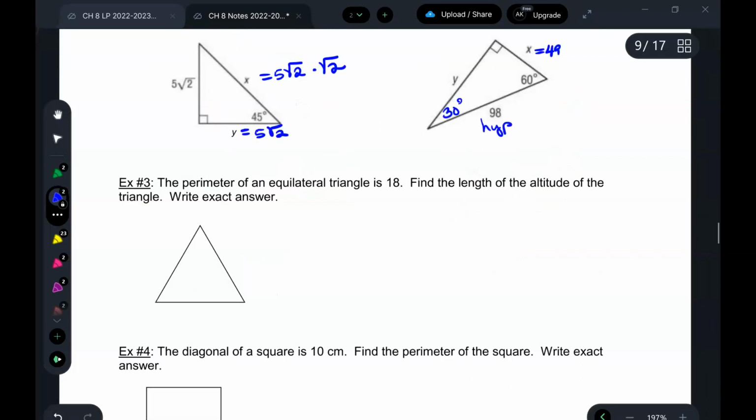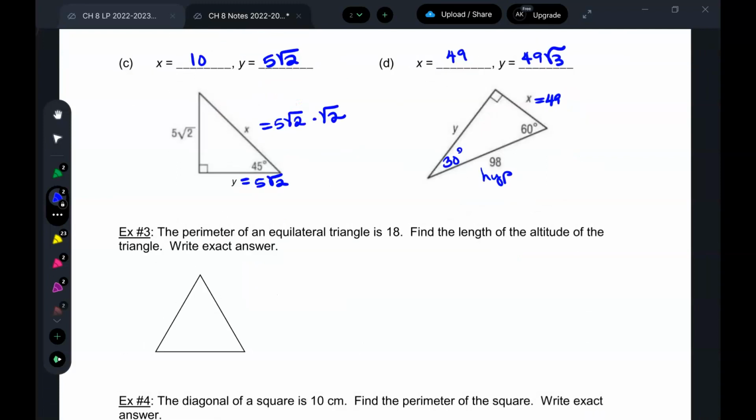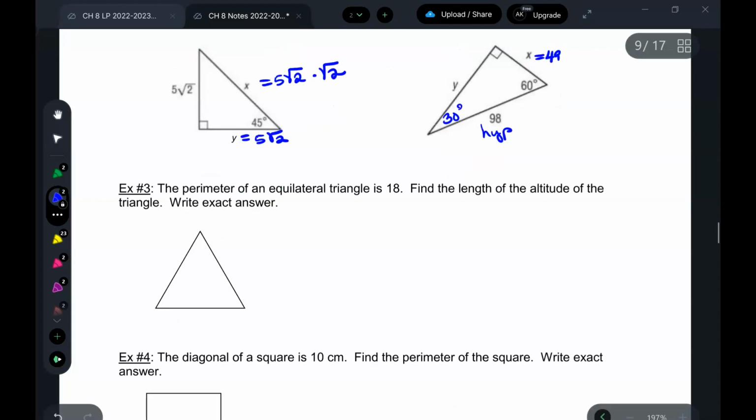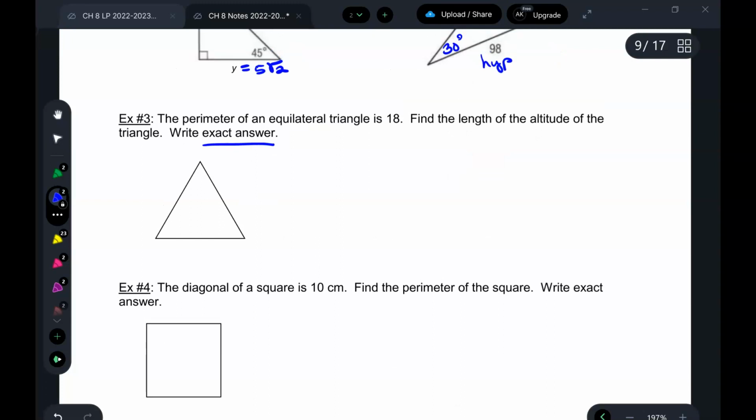Okay, so now some word problems, but still just applying those same 2 theorems. Okay, so we have the perimeter of an equilateral triangle is 18. Find the length of the altitude of the triangle, and we want to write the exact answer. So whenever you see exact answer, that means we want to leave the square root.